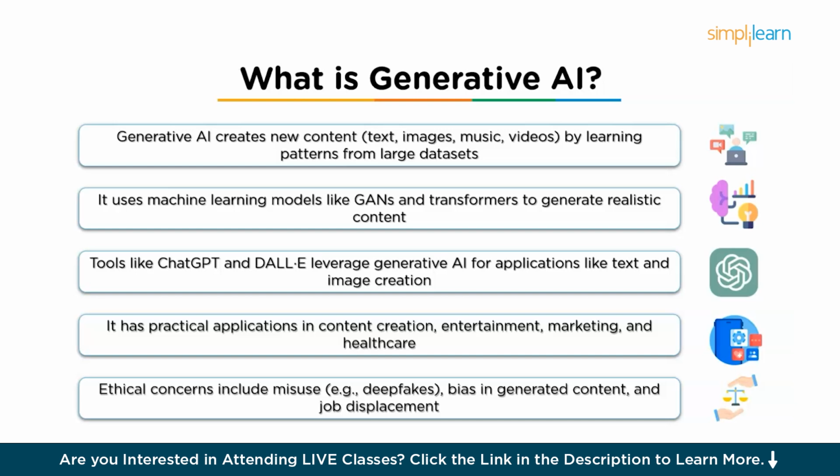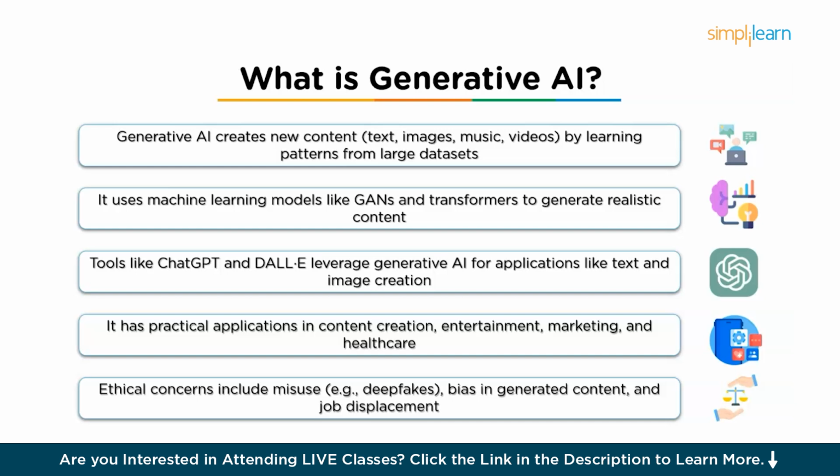So generative AI is incredibly powerful because it can be used for many practical applications. It helps automate tasks that were once very time consuming, like content creation or design, and it also allows for innovation in areas like entertainment, marketing, and healthcare. So for example, AI can be used to create realistic video game environments or come up with product designs for business. In marketing, AI can generate personalized email campaigns or social media content at scale.